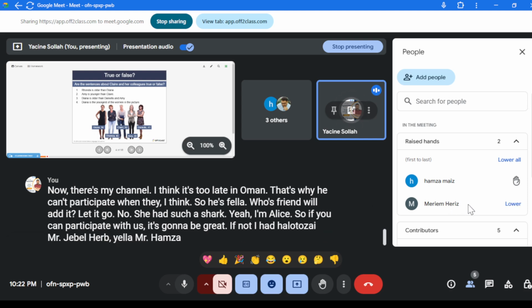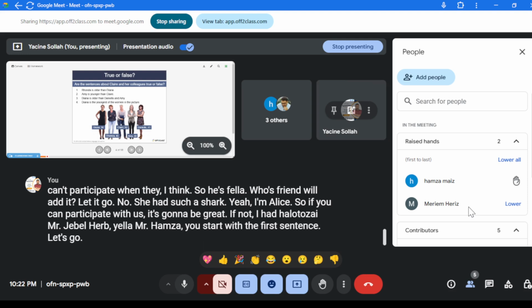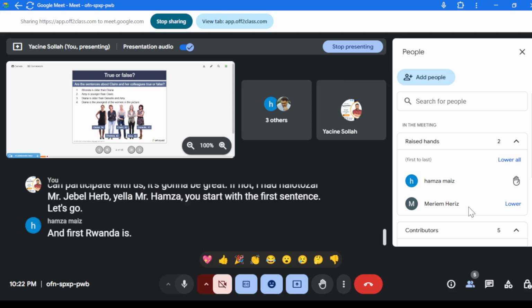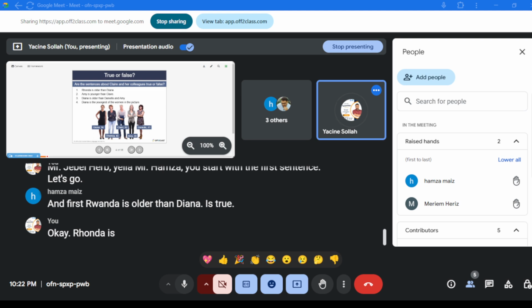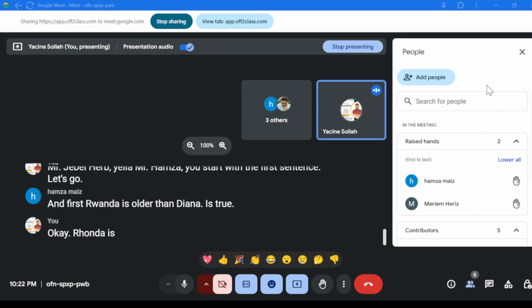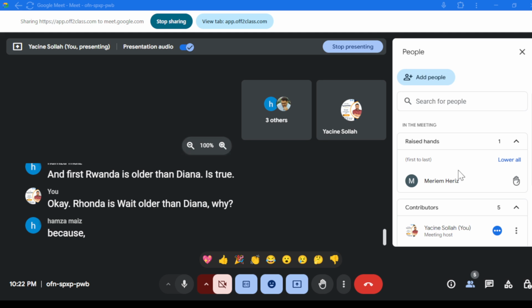Hamza, you start with the first sentence. Let's go. The first, Rwanda is older than Diana. Is true. Okay, Rwanda is older than Diana. Why? Because the age of Rwanda is 45 years old, but Diana is less than Rwanda, she is 36 years old. Perfect. That's correct. Yes, very good. Thank you.